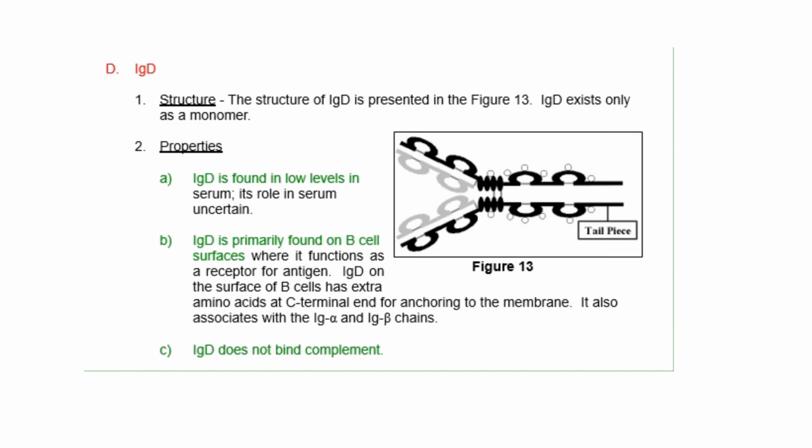It is also associated with the immunoglobulin alpha and beta chains. We saw this C terminal elongation in the IgM antibody, which is also a surface immunoglobulin. IgD usually does not fix complement.